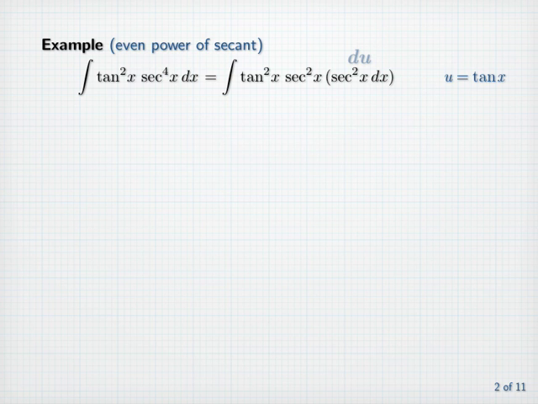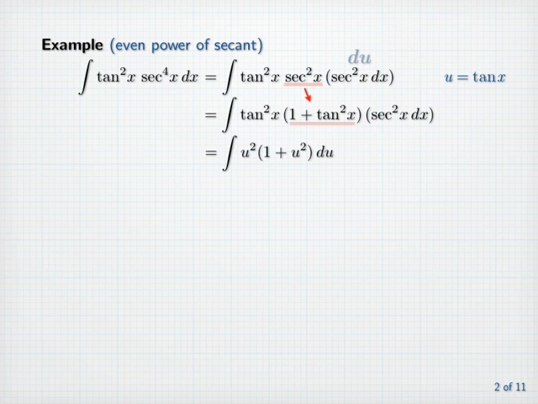Now in order to make that substitution, we need to express the remainder of the integral in terms of tangent. In particular, we need to rewrite the other secant squared x in terms of tangent. So we replace secant squared x with 1 plus tangent squared x. Now we're ready to make our substitution. We replace tangent x with u and replace secant squared x dx with du, and we have the integral of u squared times 1 plus u squared du.